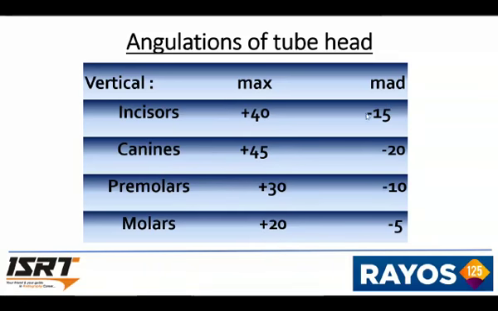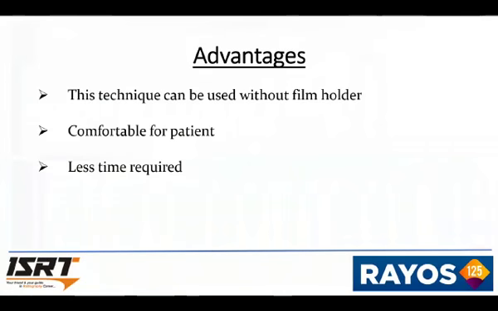And in the case of mandibular teeth, we are giving an angulation for incisors of minus 15. So the minus angulation is considered as cephalad tilt. We are directing towards the head. That is, in dental radiography, it is considered as minus angulation. So for the canine, we are giving an angulation of minus 20. Premolar, minus 10. And the molar, minus 5.